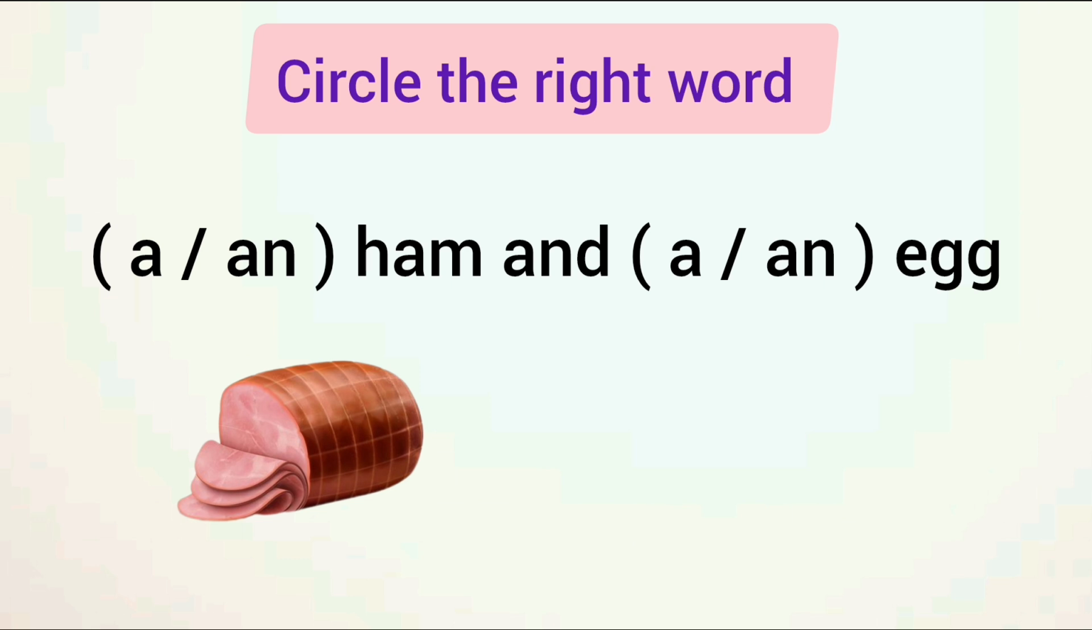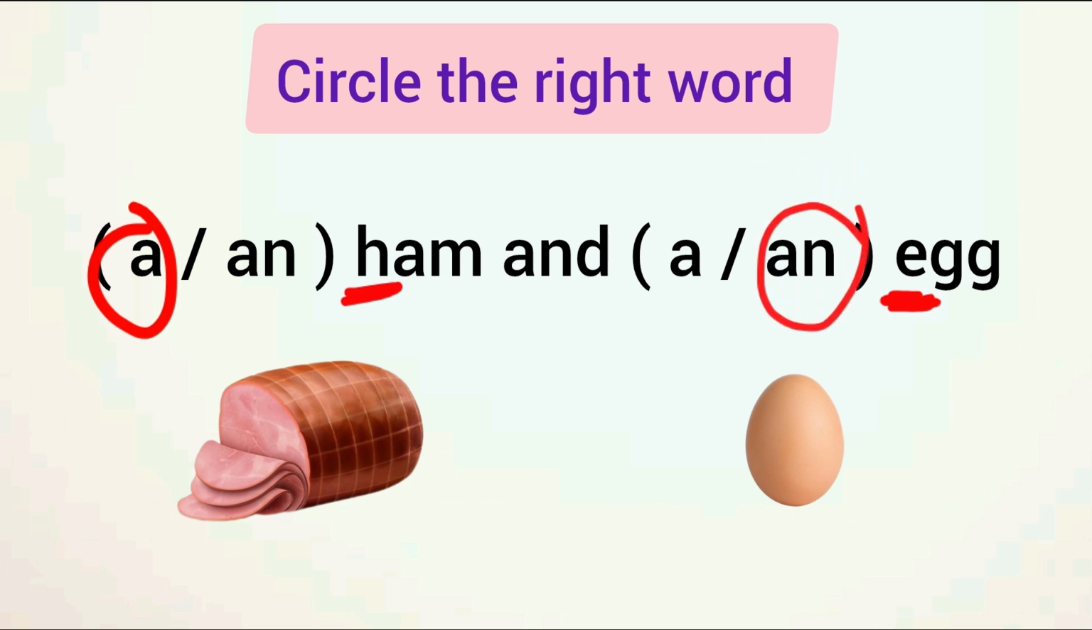An ham. Ham begins with a consonant, so we circle a ham. Eggs begin with a vowel, so we circle an egg. A ham and an egg.